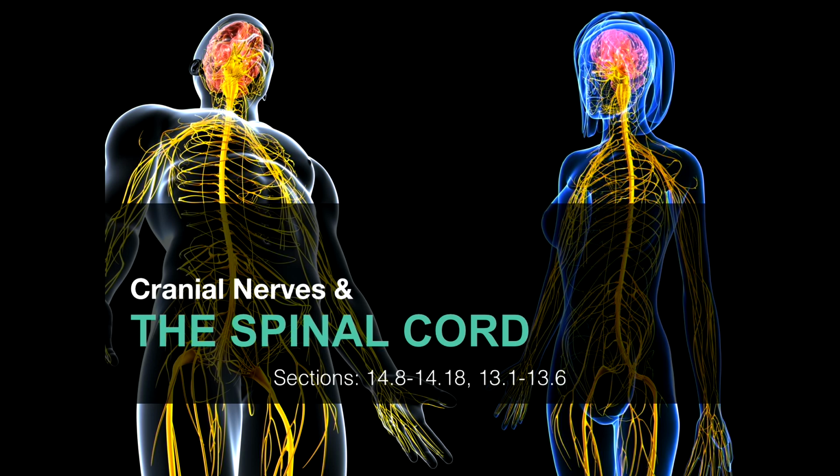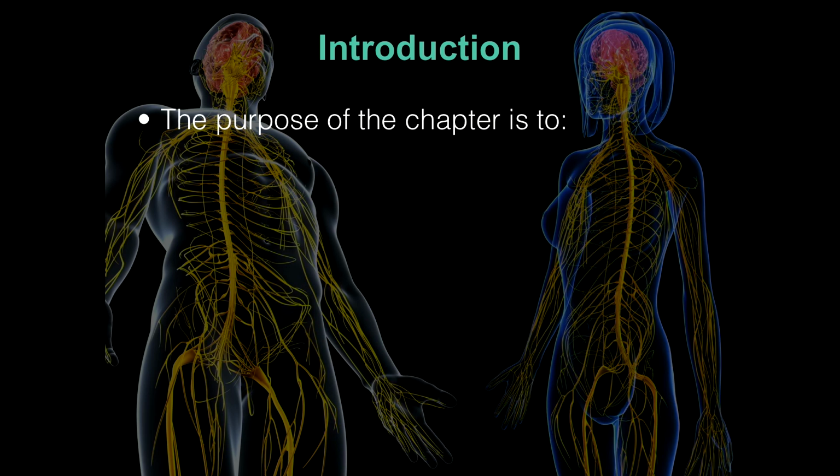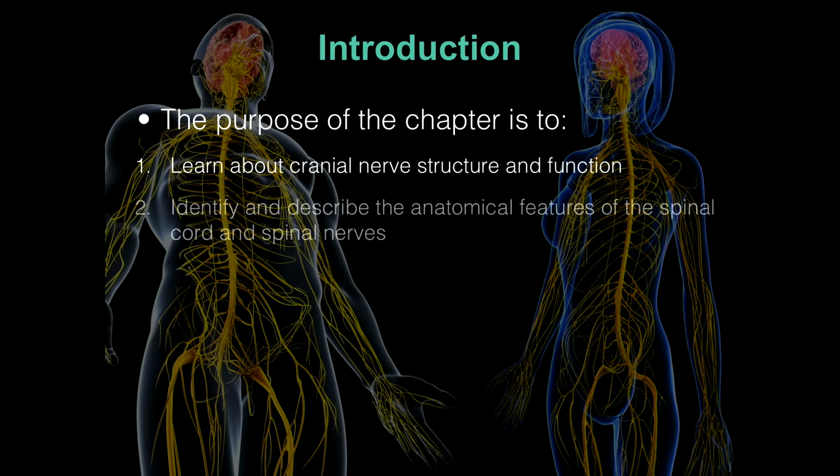So as we go through this chapter, a lot of this will cover, or be more detail for, some of the stuff that you learned in lab. The purpose mainly is to learn about the cranial nerves and then the spine. Cranial nerves, you only really looked at 3 or 4 in lab. I'm going to be a stickler. I want you to learn all of them. Cranial nerve structure and function.